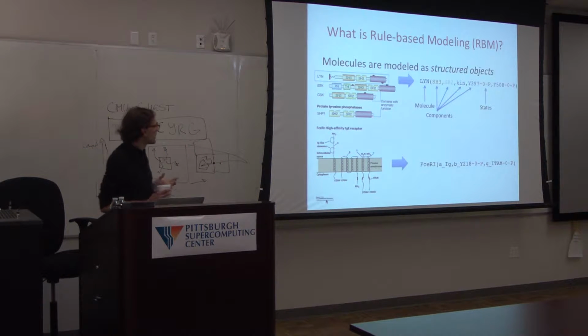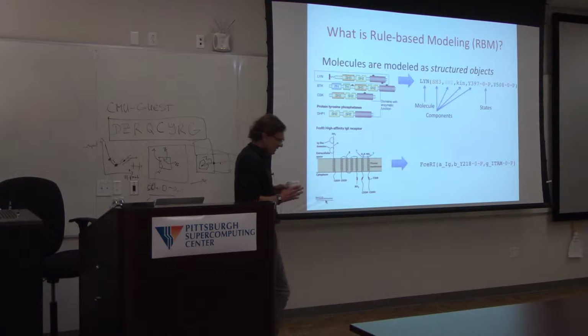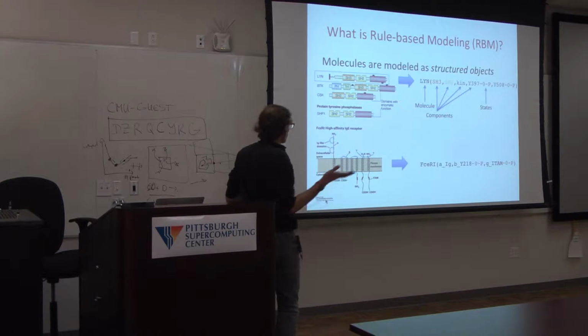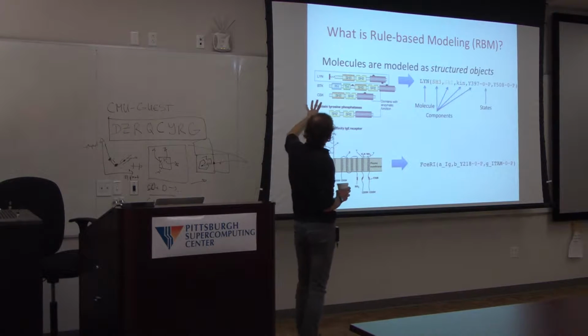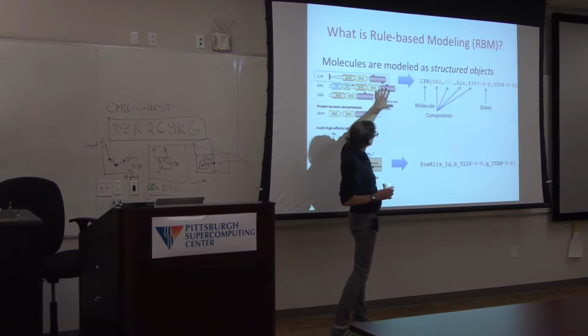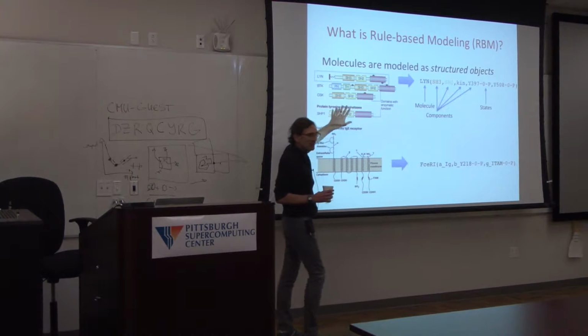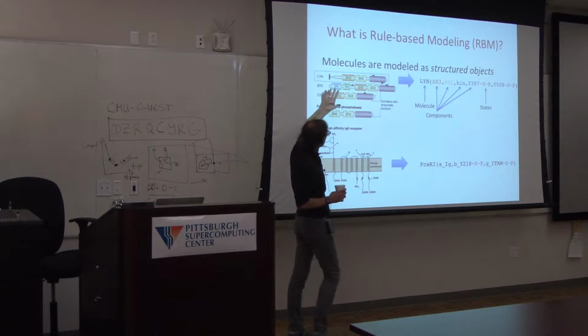So what is rule-based modeling? How does this differ from what we normally think about in terms of simple models of biochemical networks? And the basic underpinning of rule-based modeling is this abstraction. I would call this the molecular biologist's abstraction of a signaling protein.